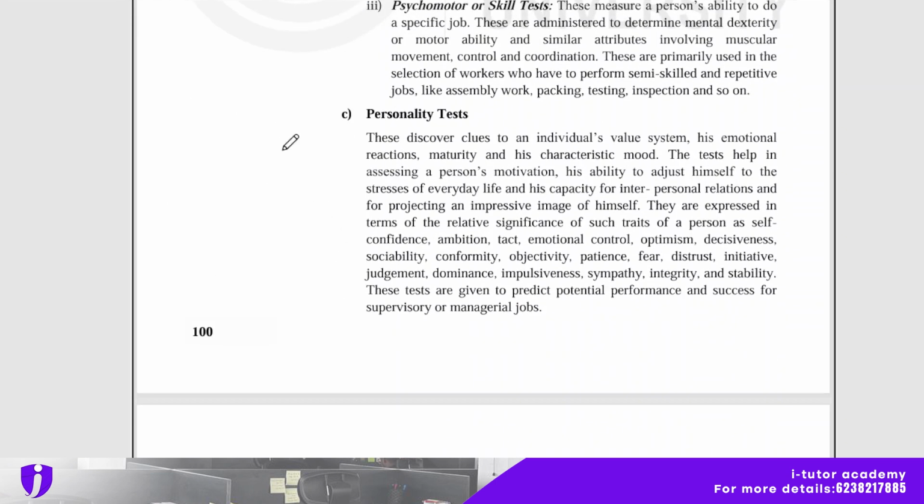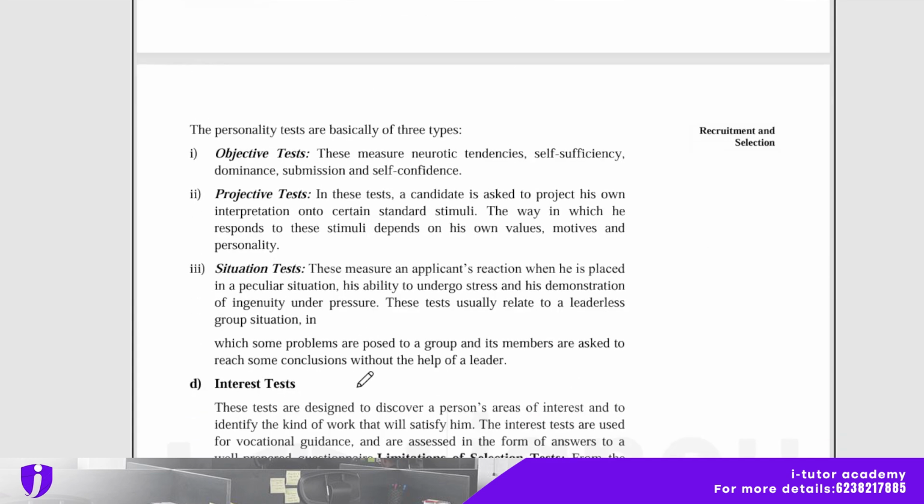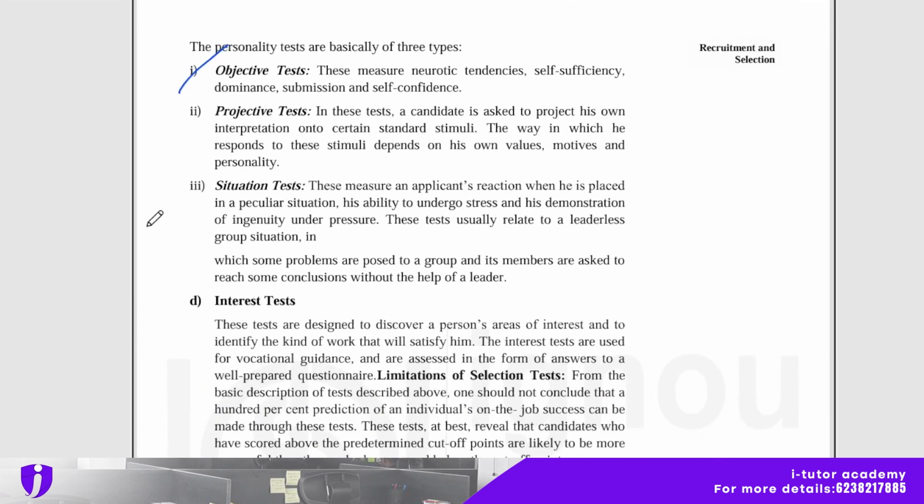And the third one is personality test. These discover clues to an individual's value system, his emotional reactions, maturity, and his characteristic mood. The tests help in assessing a person's motivation, his ability to adjust himself to the stress of everyday life, and his capacity for interpersonal relations and for projecting an impressive image of himself. The personality tests are basically of three types. First one, objective test, second one is projective test, and third one is situation test.